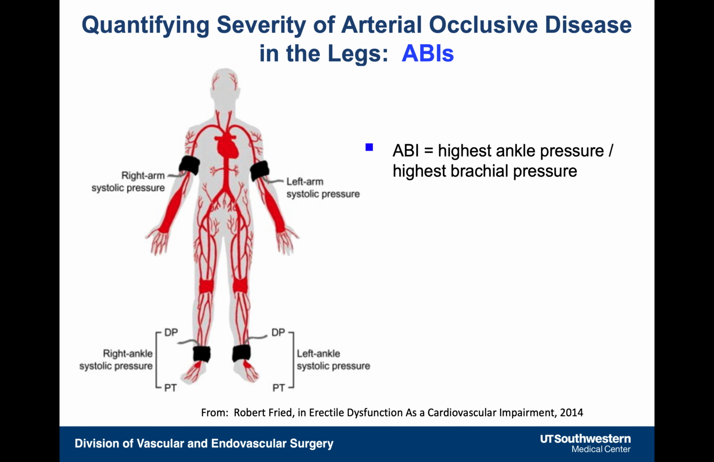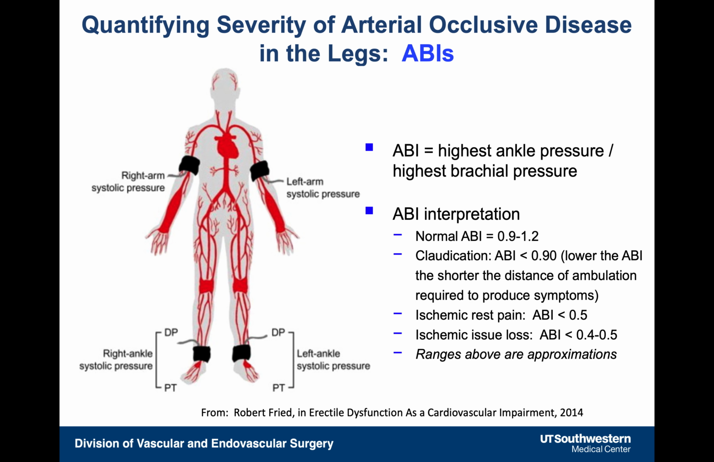Now, these can be done at the bedside by an individual with simple tools such as blood pressure cuffs and a handheld continuous wave Doppler, or can be performed in the vascular laboratory with more sophisticated equipment that produce tracings that more accurately depict the level of the pressures. And basically, by convention, the ankle brachial index is the highest ankle pressure, whether it's the DP or the PT, over the highest brachial artery pressure. And there have been alternatives proposed, but this is probably the most widely accepted utilization of the ankle brachial index.